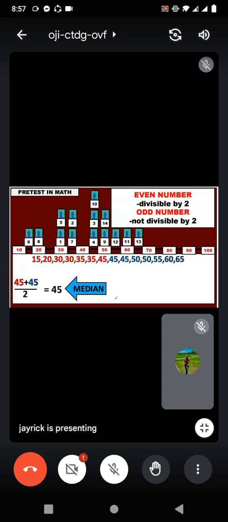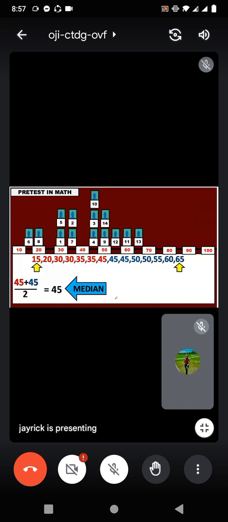Now, this is the thing that we've got to do when we find out the median value if the data set has an even number of values. Okay, so let's have this one.